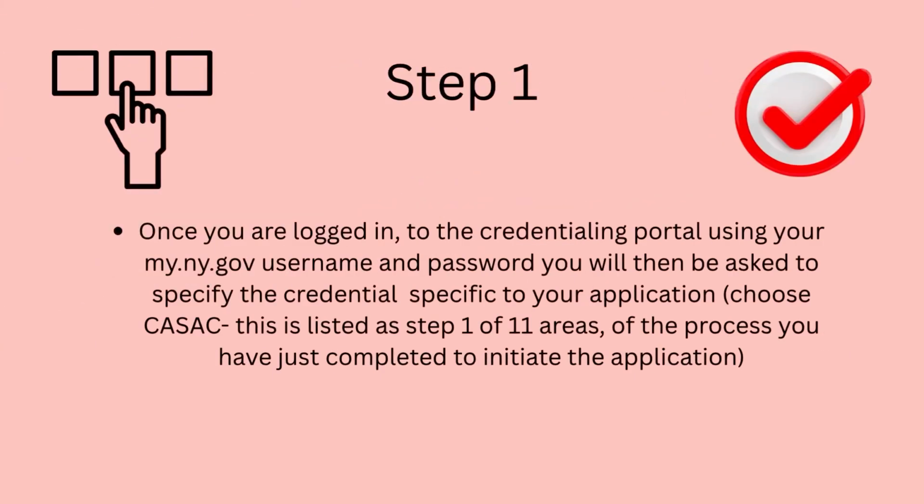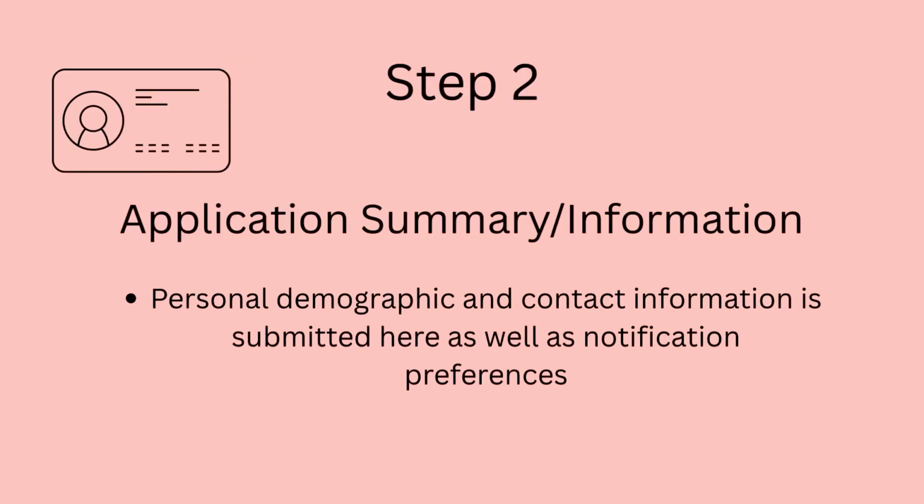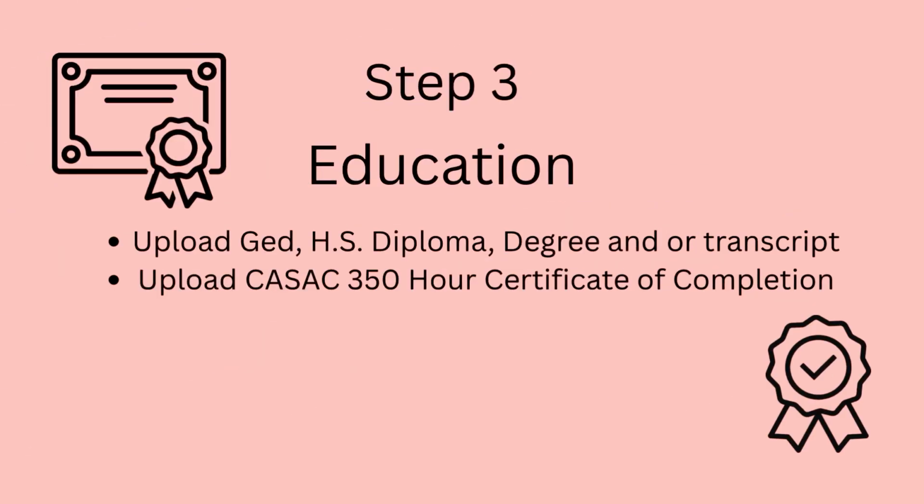Step 1, credential type. Choose CASAC as your credential. This starts the official application process. Step 2, application information. Here, you will enter your personal details, demographics, contact information, and set your notification preferences. Step 3, education. Upload your highest level of education. Again, this can be a GED, high school diploma, college degree, or a transcript.